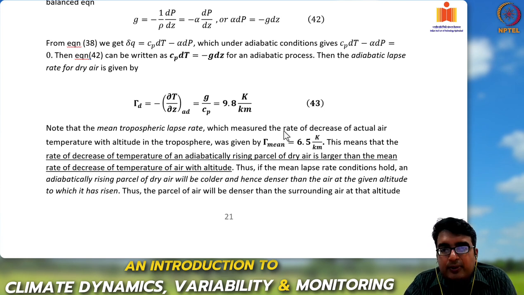So in general, even in a given location, the dry adiabatic lapse rate will be greater than the mean atmospheric lapse rate in that location.